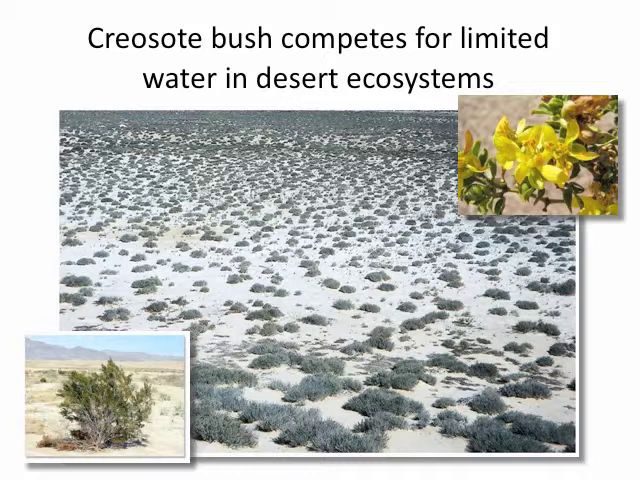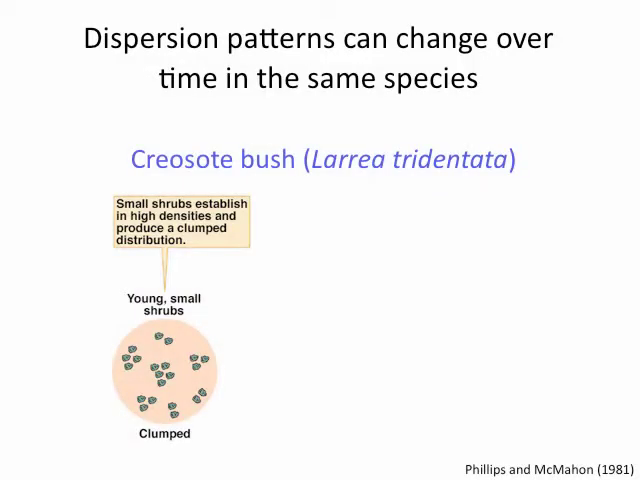Well, it's probably not too difficult to determine that, given intense competition for water, individual plants might be in competition with one another and therefore have antagonistic interactions and perhaps exhibit a more regular dispersion pattern. So let's take a look at creosote bush a little bit further, because dispersion patterns aren't necessarily constant in time for a particular species. And creosote bush is one of those examples. So dispersion patterns can change, and let's just take a look.